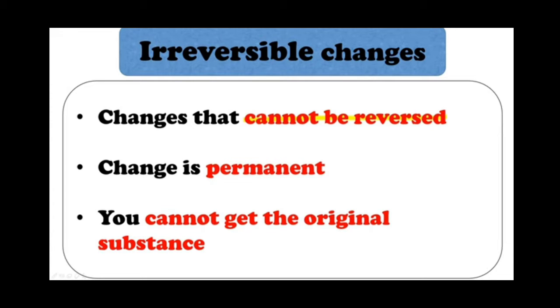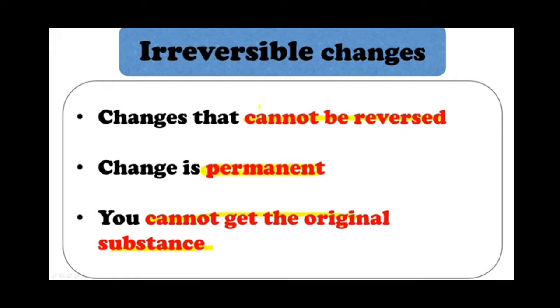Changes is permanent. After you change one substance, that will be permanent, that cannot come back. You cannot obtain that into the original substance. You cannot get that original substance back. So that is called irreversible changes. It will always be permanent. If you burn the paper, then that has changed into a different substance, and you cannot get that paper back, right?